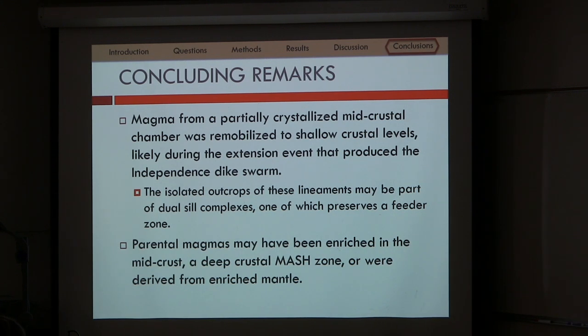The isolated outcrops may represent two magma sill complexes, sorry. They may be part of a dual sill complex, forgive me, and one of them preserves a feeder zone. And the parental magmas are enriched. We just don't know if they were enriched in the mantle, in the deep crust, or, it could have entirely happened at those mid-crustal levels with that passive margin sediment.